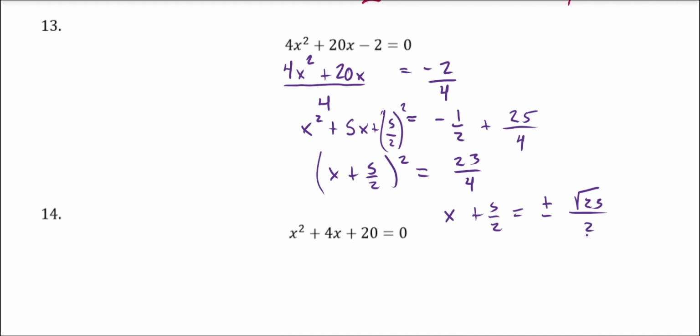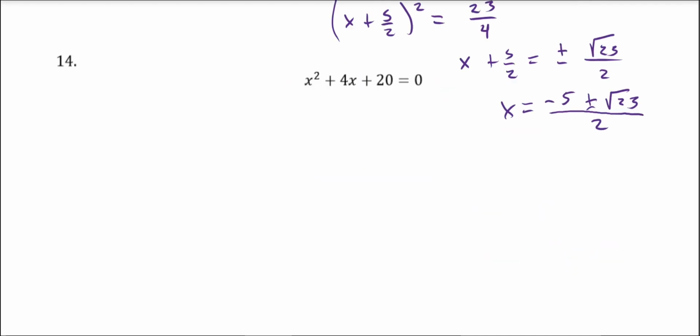Here I've taken the square root of 4 already. Now we could bring this over and write this as x is equal to (-5 ± √23) over 2. Final problem.